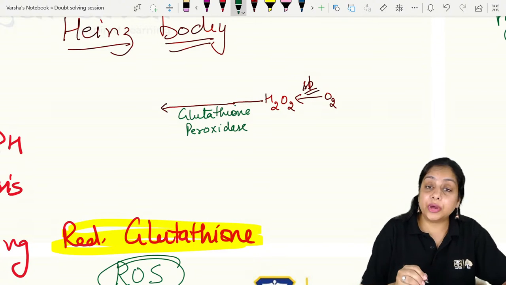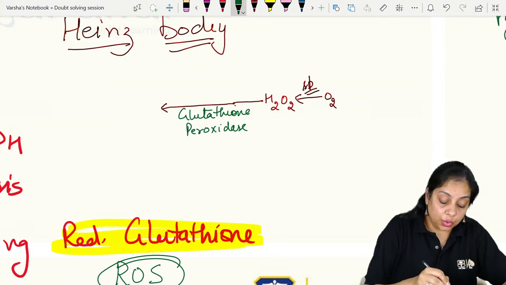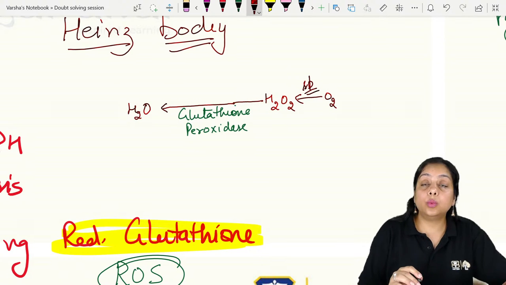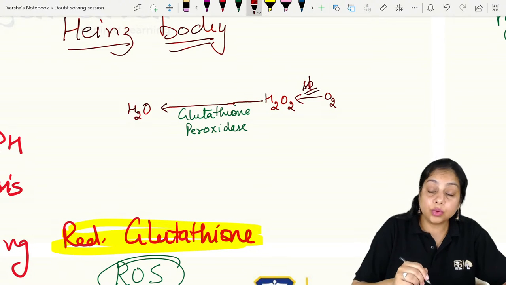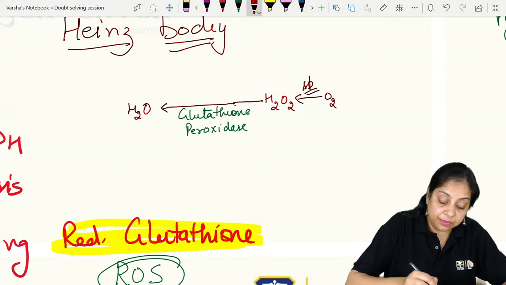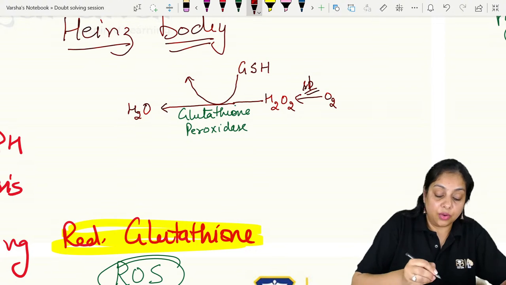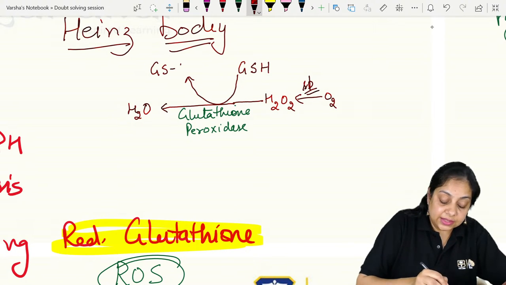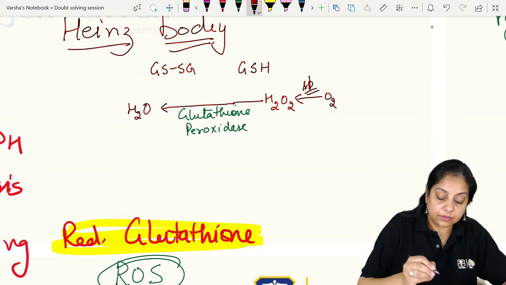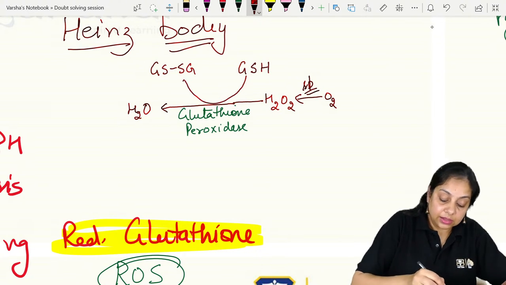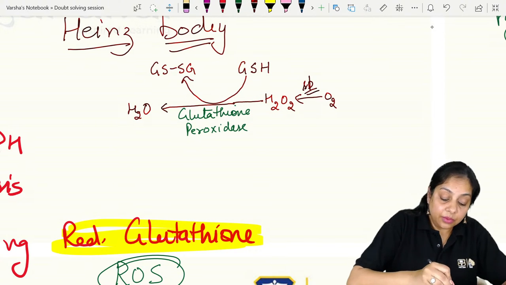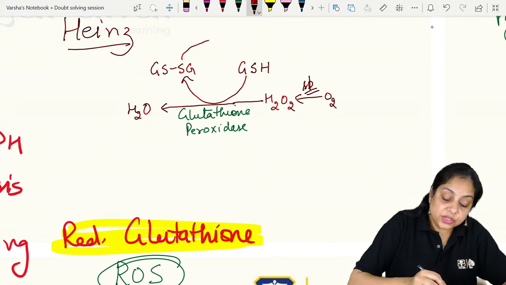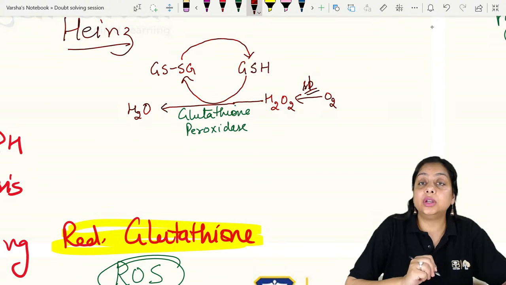Glutathione peroxidase converts H2O2 into what? Into the water molecule. And for this to happen, glutathione peroxidase makes use of the reduced form of glutathione, and then it oxidizes it to GSSG. This is how it is done, and then it has to be reconverted back to its reduced form.